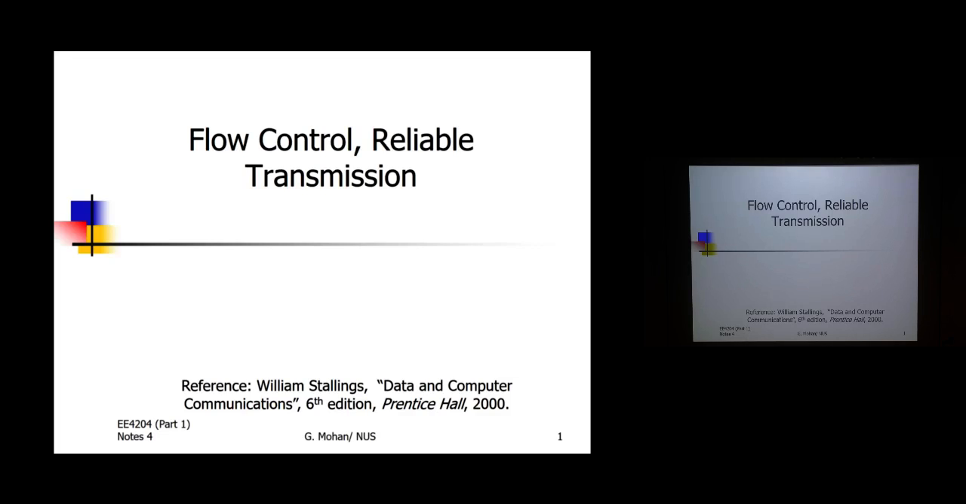Okay, let's move on to the next topic, lecture notes 4. This is on flow control and reliable transmission. These are the key functions which are carried out at both connection level, end-to-end, as well as link level. Here we mainly focus on the link level. A link means something which connects two nodes: router, switch, or node, host, switch, etc.